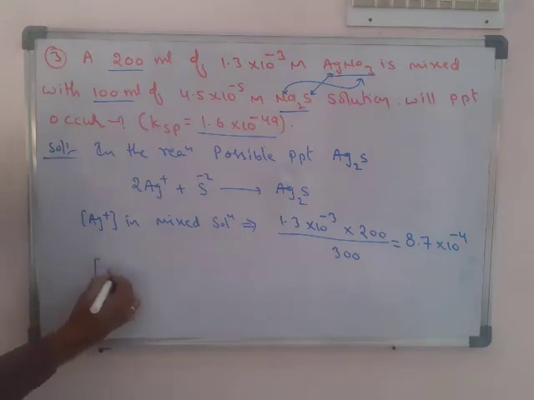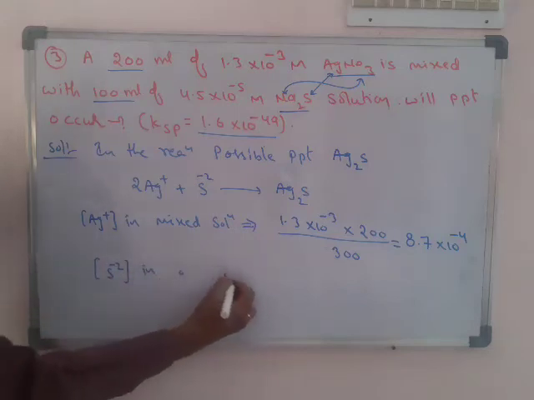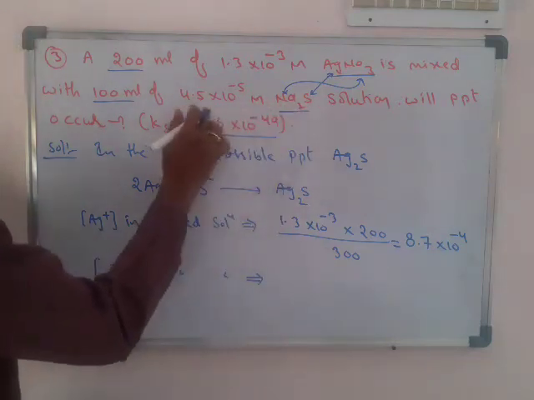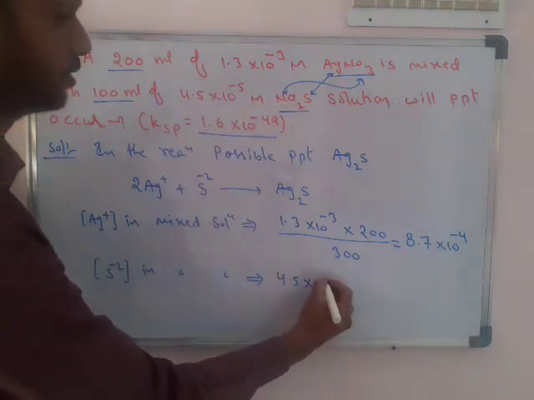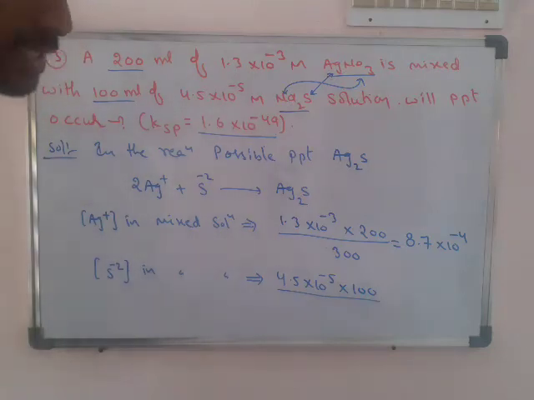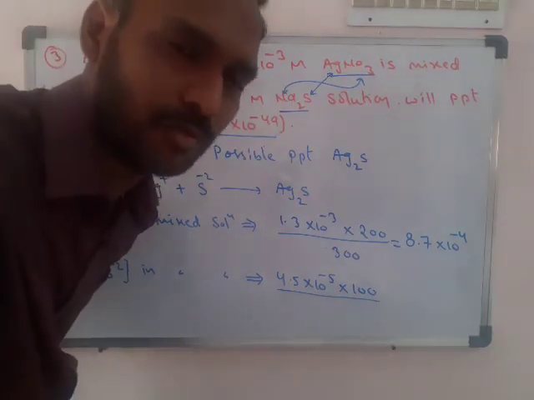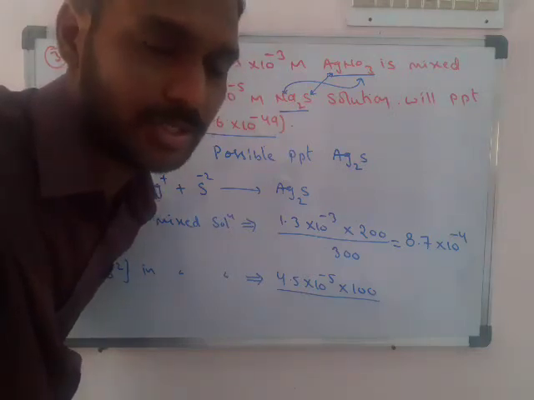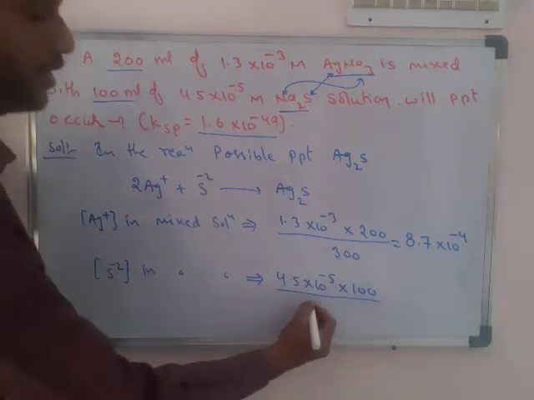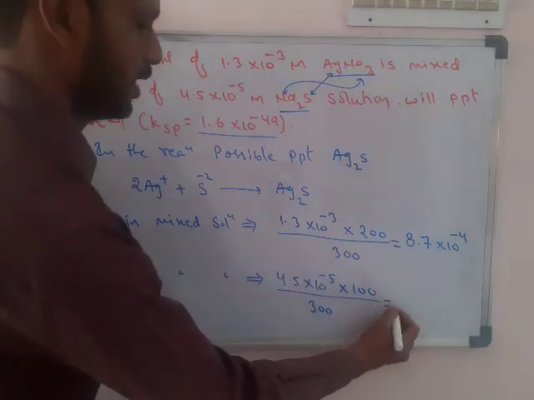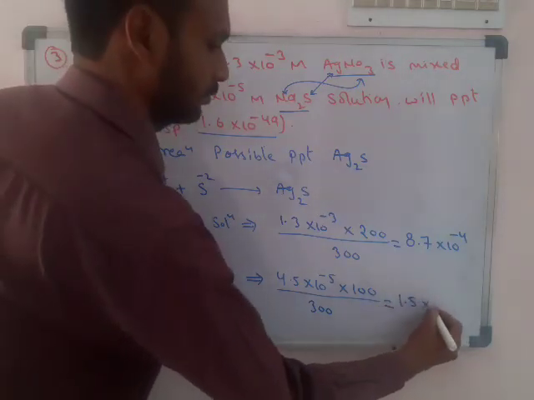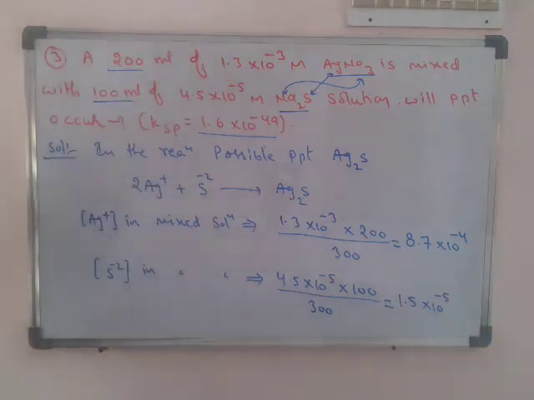Next, what is the concentration of sulfide in the mixed solution? The sulfide concentration is 4.5 into 10 to the power of minus 5 into its volume 100, divided by the total volume. It is just like M1V1 equal to M2V2. We are following the formula M1V1 equal to M2V2: initial concentration times initial volume equals final concentration times final volume. So by total volume 300, on this calculation we will get 1.5 into 10 to the power of minus 5.